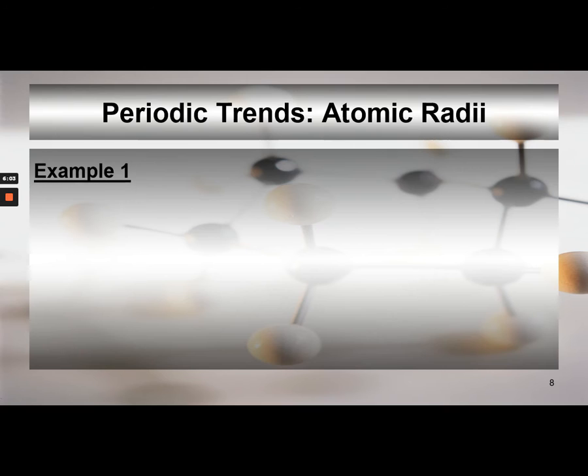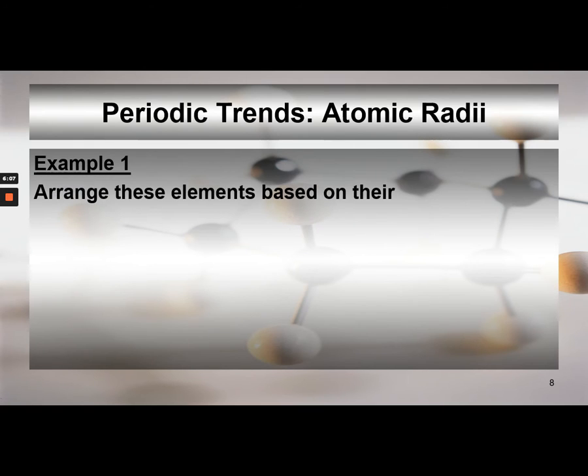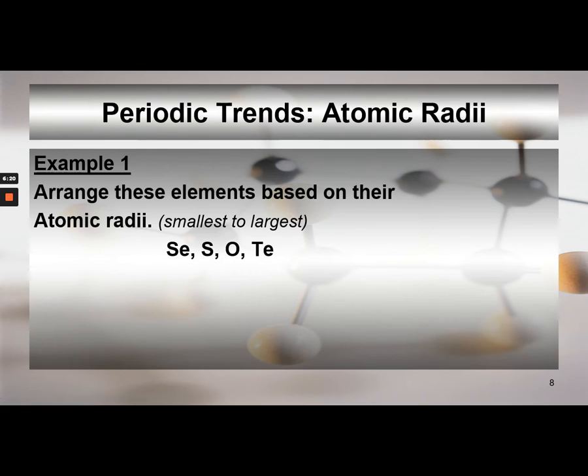All right. So let's put this into practice. You'll want to bring up the tab for you to look at on the periodic table trends. If we were to get a set of elements, and I told you to put them in order from smallest to largest, how would you do that? Take a minute and you can pause and think about it, look at your periodic table, and then resume the video. So we have selenium, sulfur, oxygen, and tellurium.